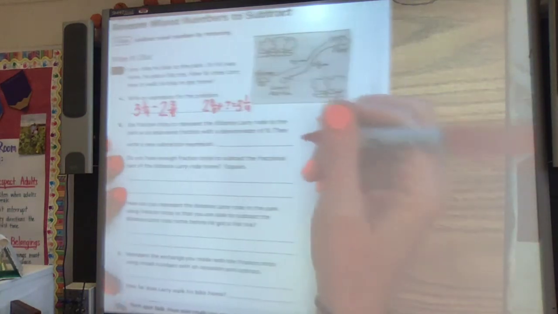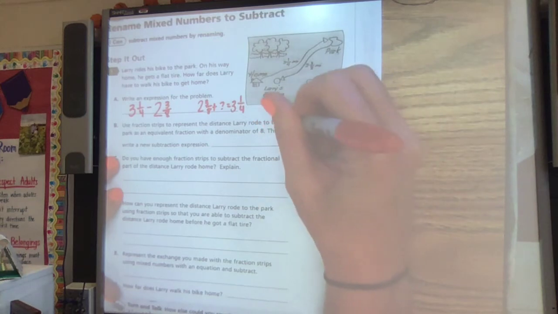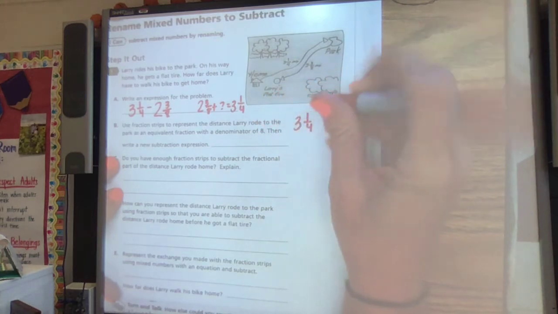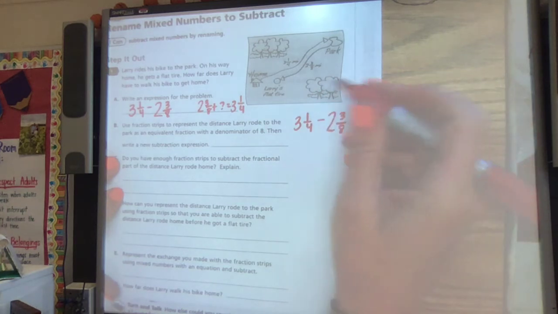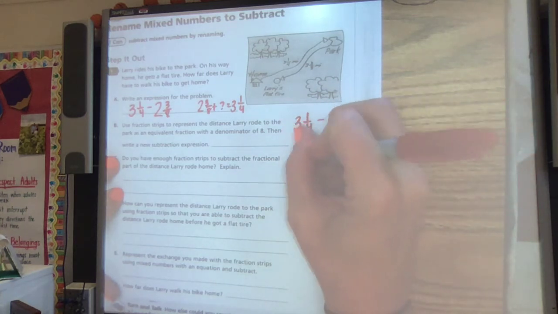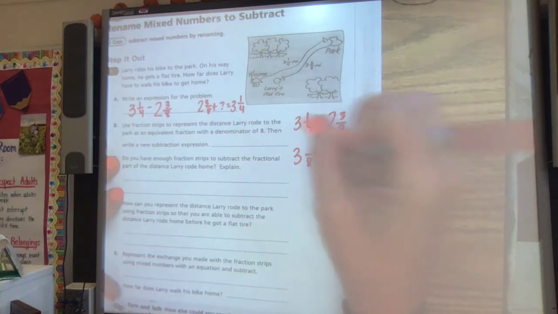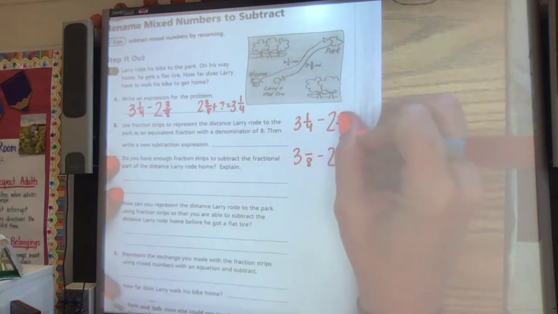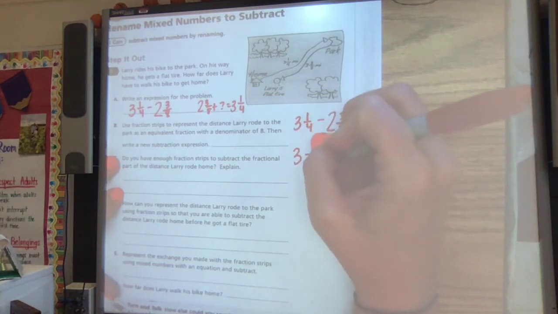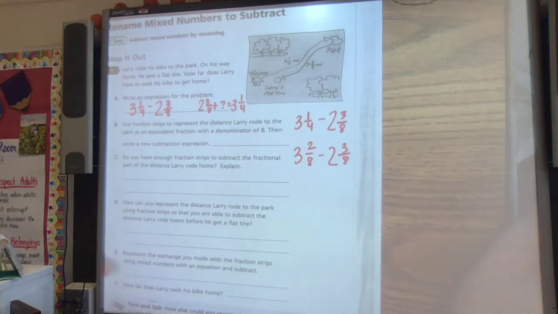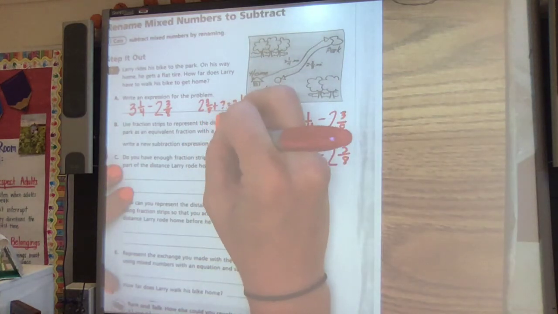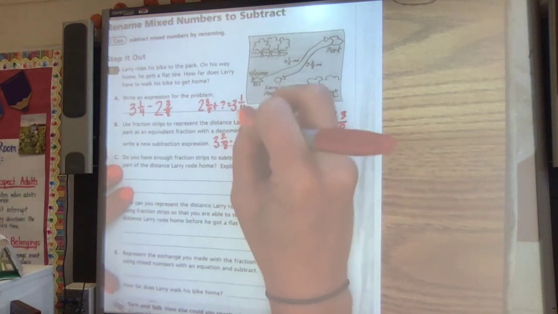So I'm going to do this over here. And I like to rewrite it. So if they're both going to be 8s, this is going to be 3 and some amount of 8s minus 2 3/8. How many 8s are equivalent to 1/4? That would be 2 8s. So 3 2/8 minus 2 3/8.